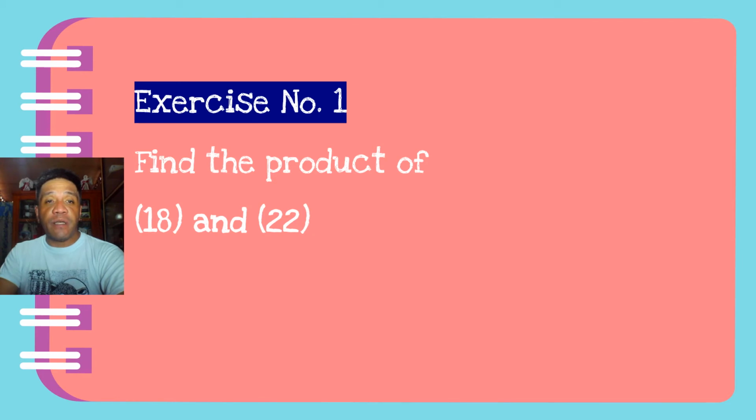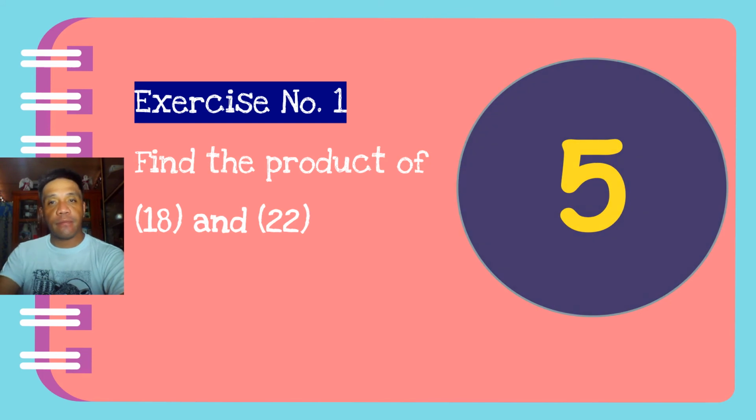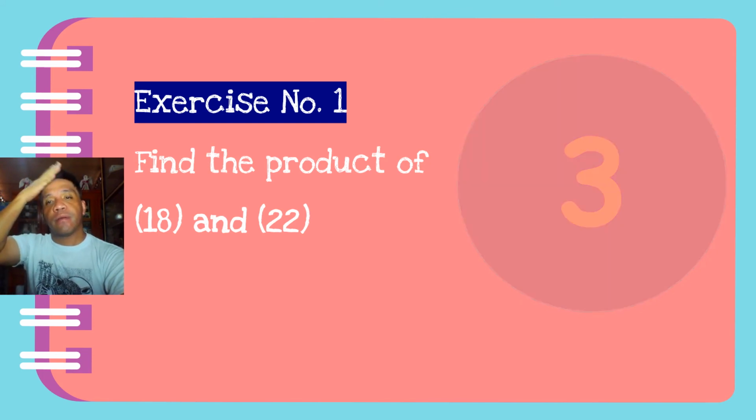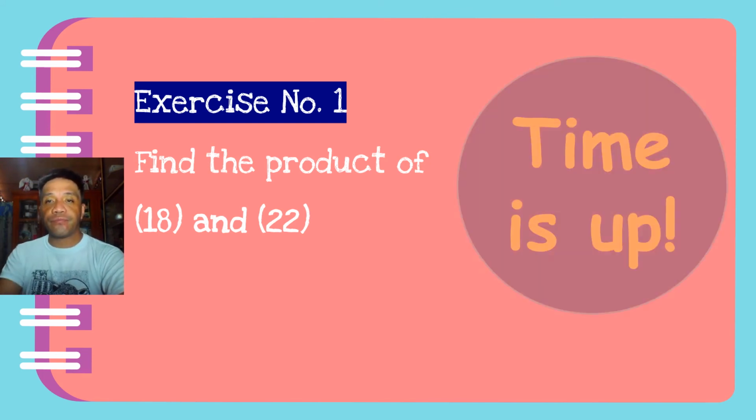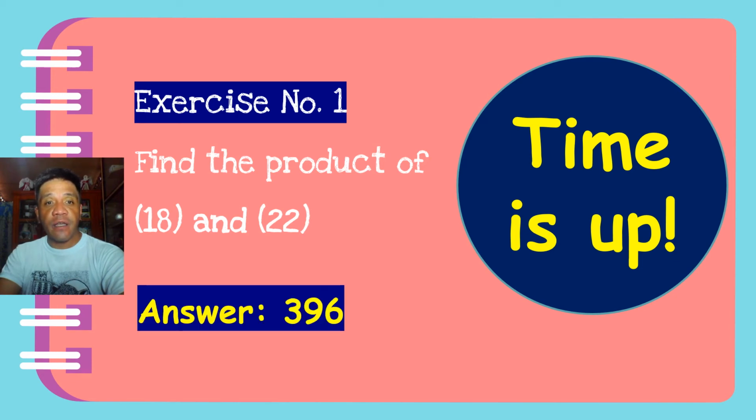The given problem is find the product of 18 and 22. Okay, the first problem is find the product of 18 and 22. Okay, time is up. So what would be your answer? Just check if your answer is correct. So the answer is 396. Okay, let's proceed to the second example.